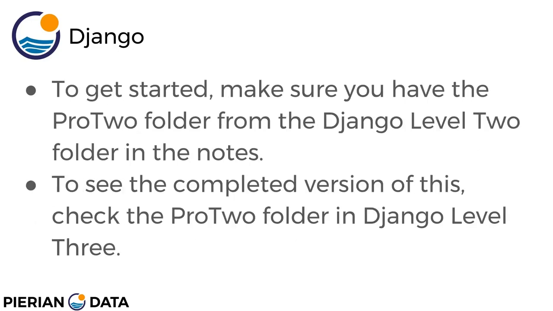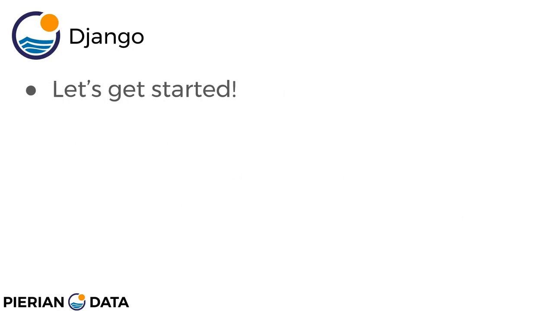All right, so to get started, make sure you have the Pro 2 folder from the Django Level 2 folder in the notes. And to see the completed version of this, check out the Pro 2 folder in the Django Level 3 folder. Again, we're going to start with the finished Pro 2 folder from Django Level 2, and then work with it. By the end of this lecture, we'll have what's available to you in the notes under Django Level 3 Pro 2. So keep that in mind if you want to see kind of a before and after. And let's get started. I'll see you at the next lecture.